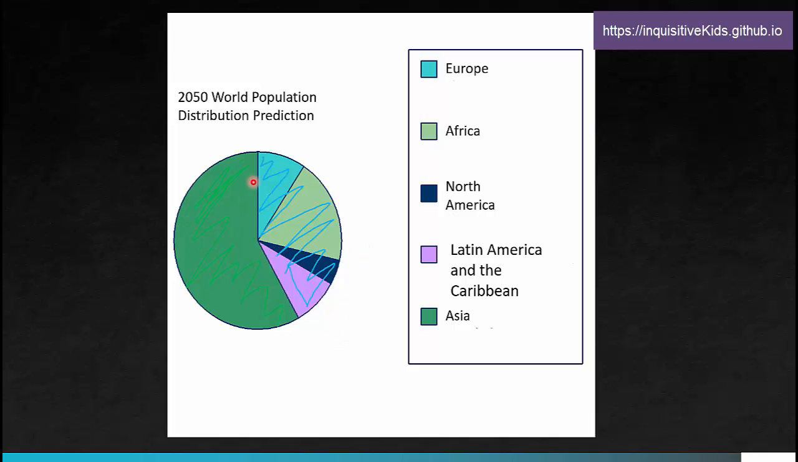You can compare one continent against the other continents. So this pie chart, putting them all next to each other, you can see how much one piece of data takes up in the whole world population.